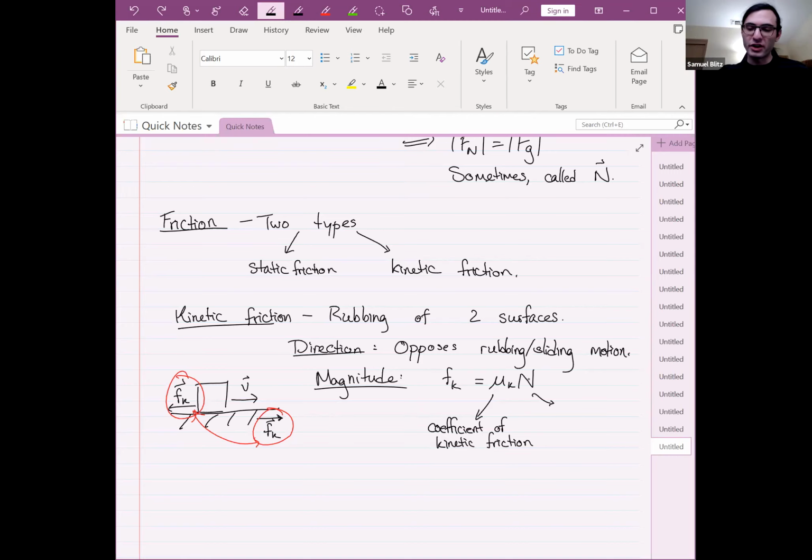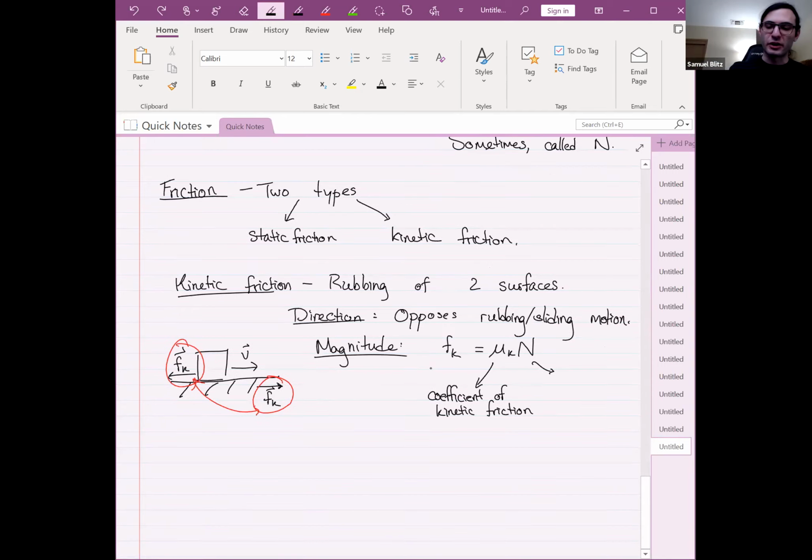So this n is just how hard the objects are pushed together. Yep, and it's exactly equal. It is the magnitude of the contact force, of the normal force. But just to be clear here, this is not a vector equation because they point in the wrong direction, right? The normal force points up. The kinetic friction force points left or right.